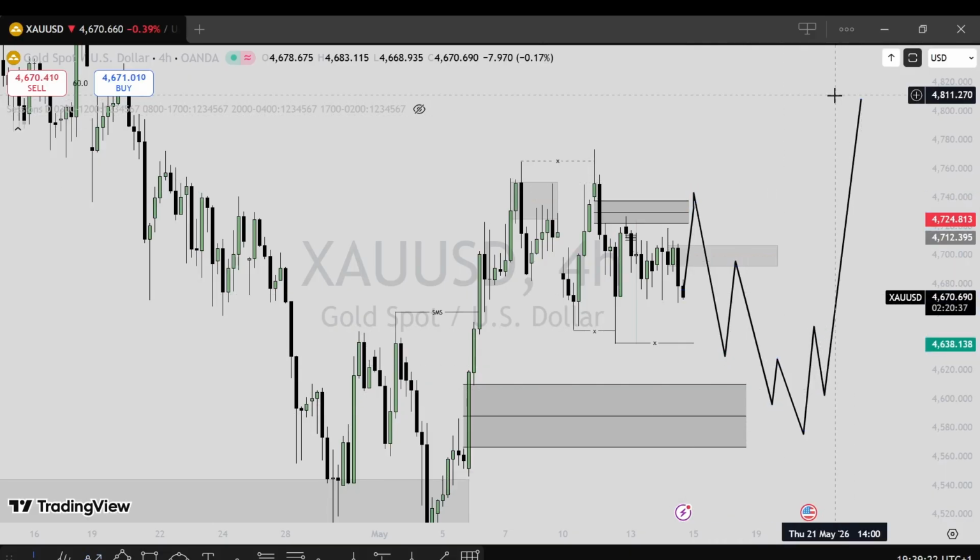So this is my projection on XAUUSD for this week. We have already come to the end of this week, although we have tomorrow, that's Friday. Let's see how price action is going to play out.